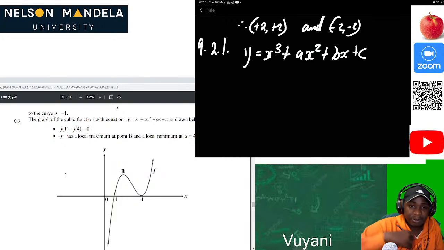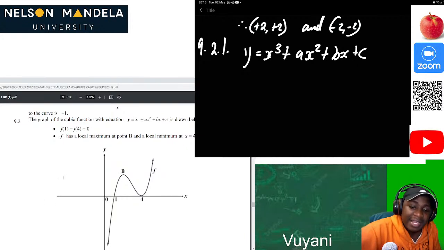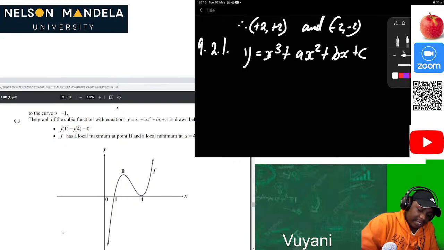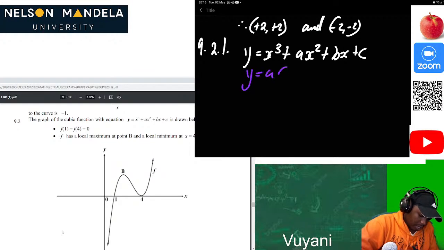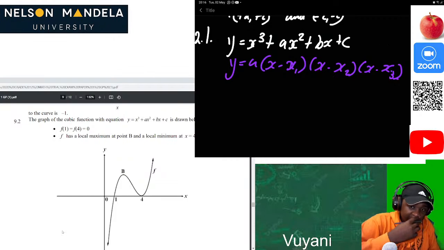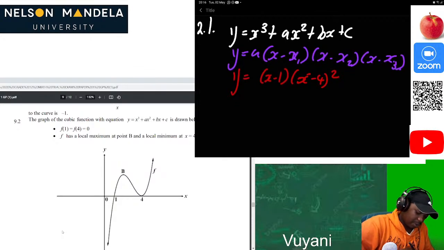Okay, guys, this is easy because they've given us our stationary points, which means we can use the turning point formula. What does the turning point formula say? It says that y is equal to a(x minus x1)(x minus x2)(x minus x3). But in this instance, we are given x minus 1 and x minus 4 twice. So y is equal to (x minus 1)(x minus 4) all squared. Then from that point we can solve.